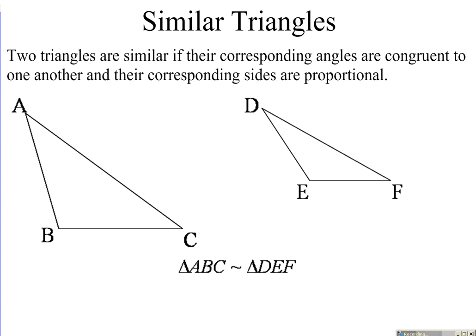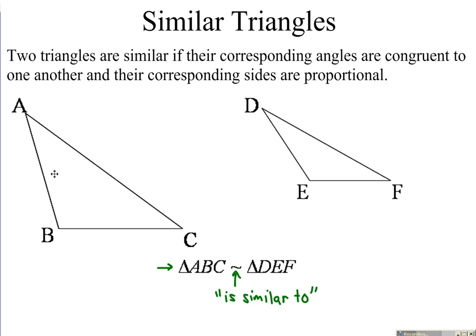So looking at these two triangles here, the similarity statement right down here at the bottom is very, very important. First of all, that's the symbol that is read as "is similar to." The order in which this similarity statement is given is very, very significant. It tells you which angles are congruent as well as which sides are proportional.